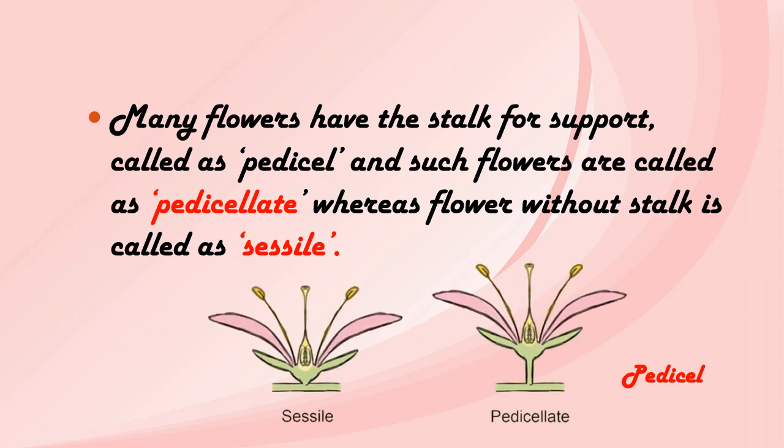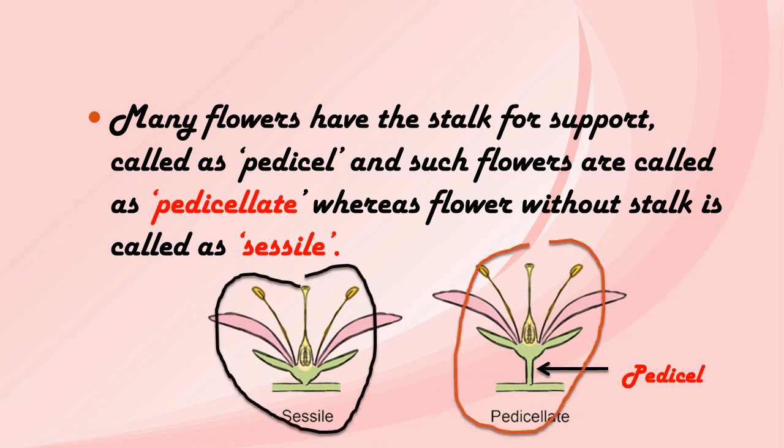Okay, now student, many flowers have a stalk for support called a pedicel, and such flowers are called pedicellate, whereas a flower without a stalk is called sessile. Now student, here you can observe a picture in which you can see the stalk is present. So a flower is joined to the stem with the help of a stalk, and this stalk is called a pedicel. The flowers which contain a pedicel are known as pedicellate flowers. But the flowers without a pedicel or stalk are called sessile. So this is pedicellate and this is sessile.